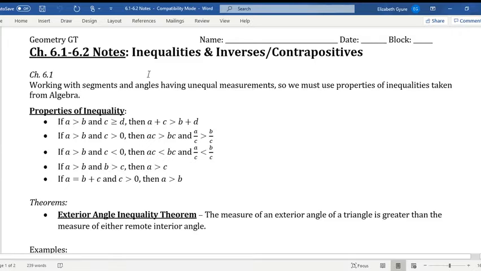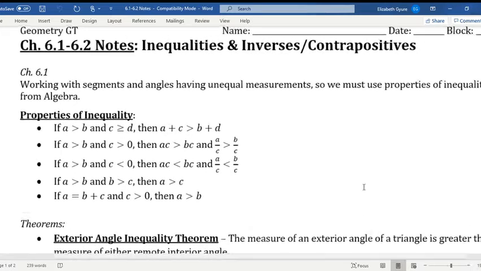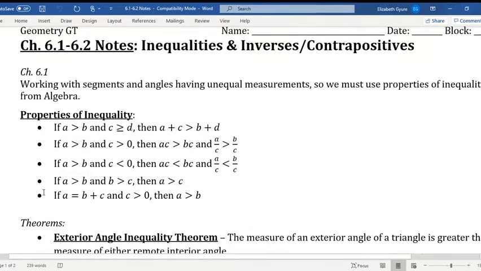So we have a few properties of inequalities that we're going to discuss. I don't necessarily expect you to have these memorized, but I want you to be able to apply them because these are just generic with any number. So a couple things to keep in mind.